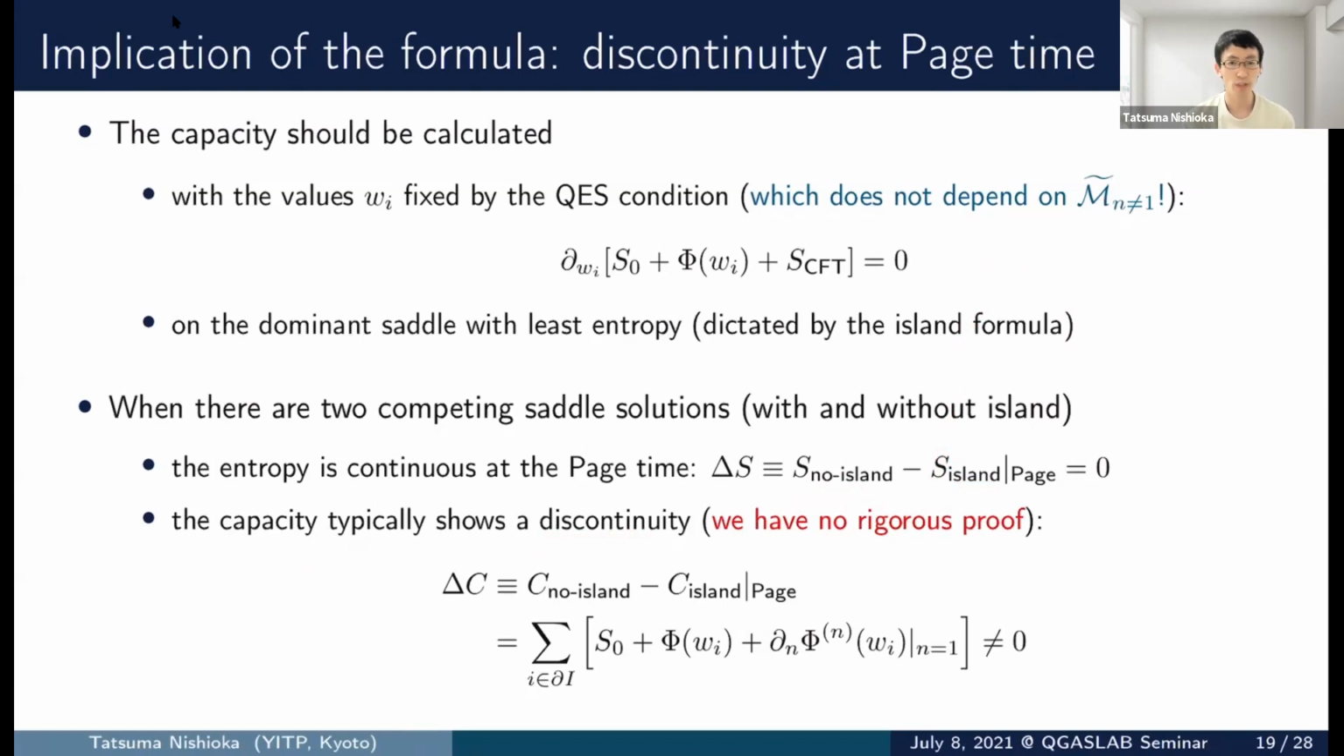Can I proceed? Yes, thank you. Okay, good.